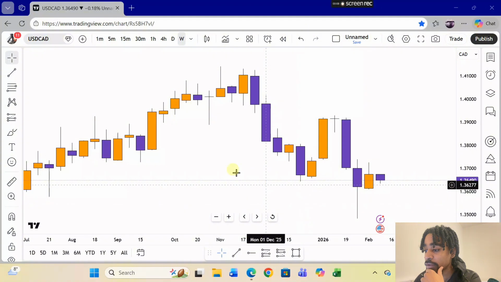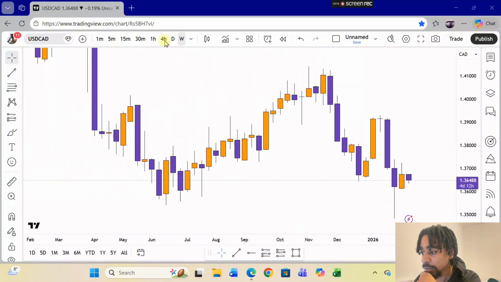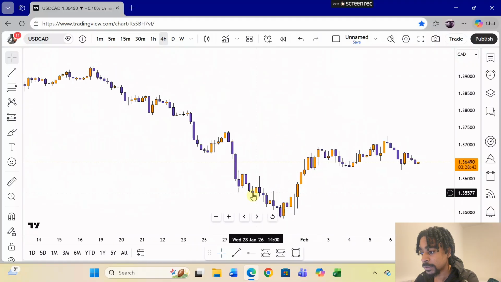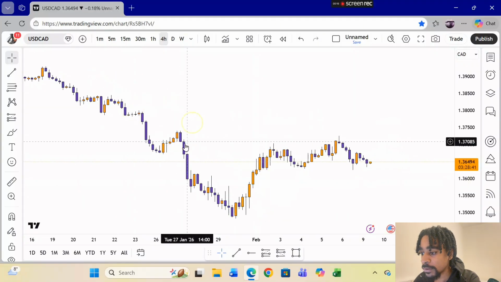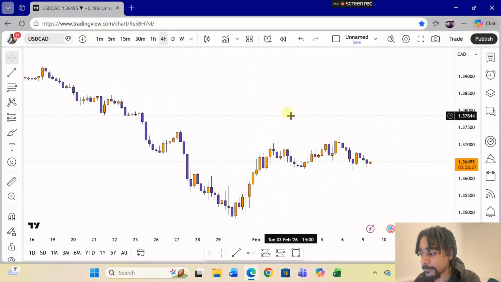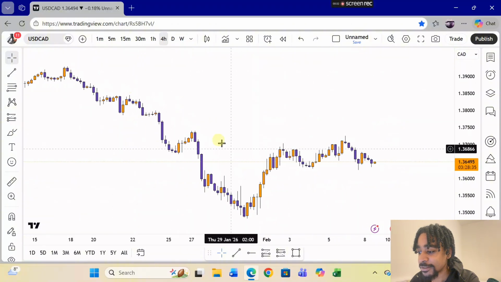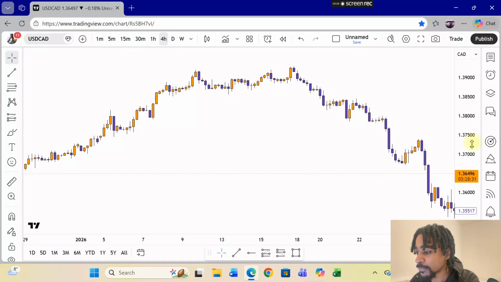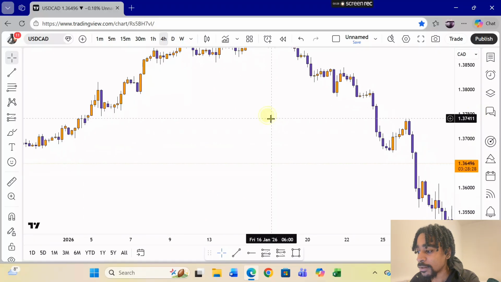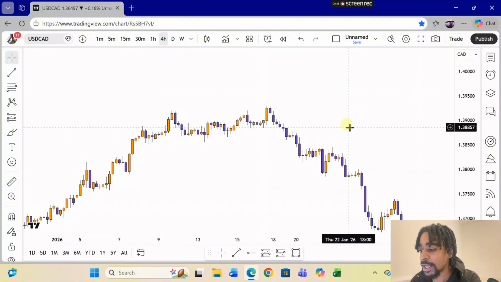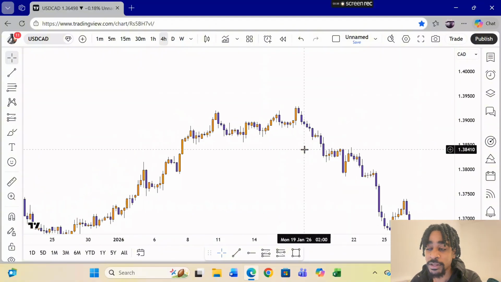So we're on the charts right now and we're on the weekly time frame. I'm going to go lower on the 4 hour. Okay, so these things that you see on the charts, these are candlesticks. So first of all, what is a candlestick? Well, a candlestick is a visual representation of what price is doing. That is what one candlestick represents.